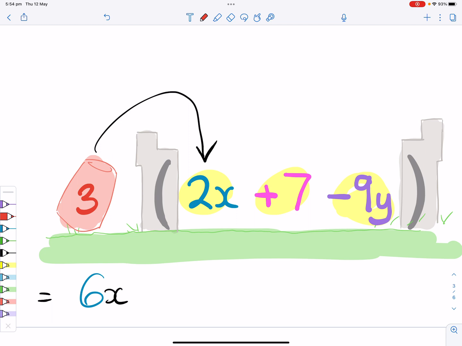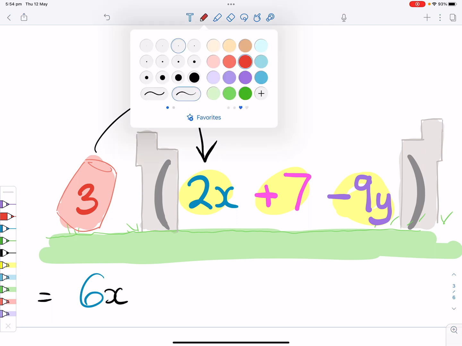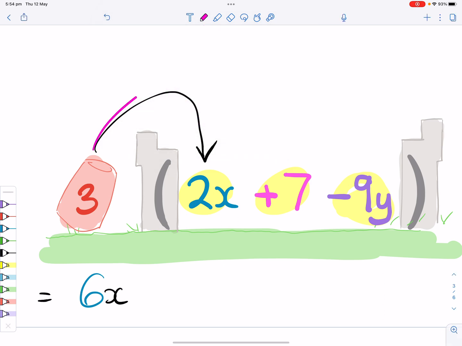Now I progress to the next term, which is pink. I don't have a color pink. Let me go find one. There's a nice pink. 3 times the positive 7. So 3 times 7 is 21. So it's 21, and it's positive 21, so I put the plus sign there.